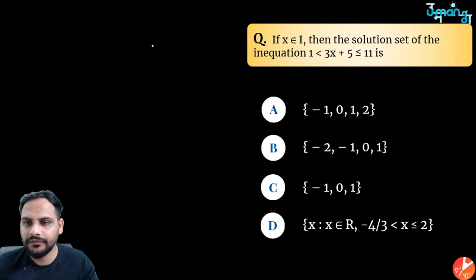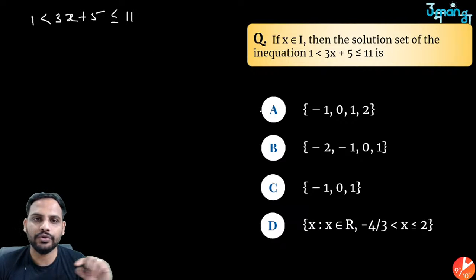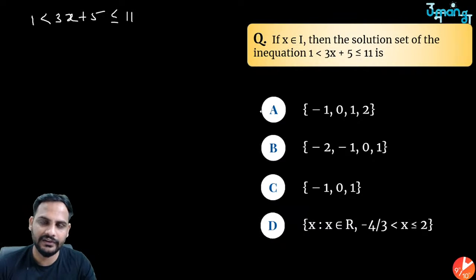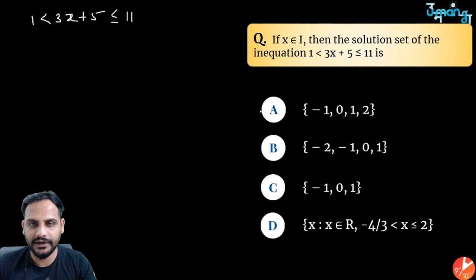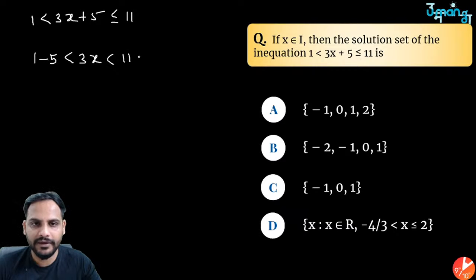See, we have 1 is less than or equal to 3x plus 5 is less than or equal to 11. Okay, now see, you can solve both the equations simultaneously also. Whatever operation you are doing on one side, the same operation should be done on the other side, or you can solve it separately. Let's solve it together. Shift 5, so it will become, see, 1, 5 shifted over here will become minus 5, and 5 shifted over here will become minus 5.